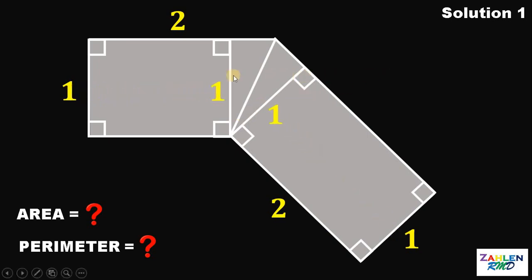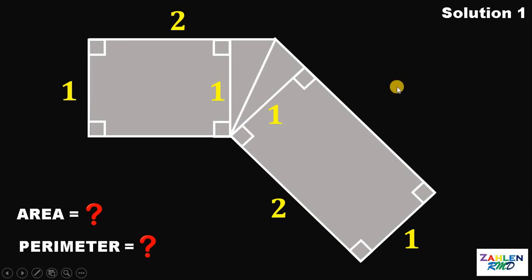And take note of these right triangles right here. Now these two right triangles are said to be congruent. Why? Here's the reason. We have the same leg, both legs equal to 1, and they have a common hypotenuse. Therefore, by the hypotenuse-leg postulate, these two right triangles right here are said to be congruent.